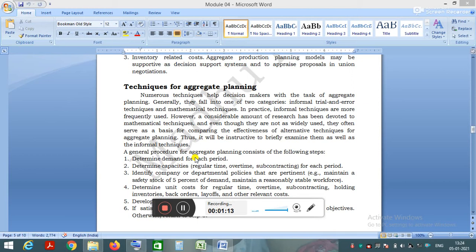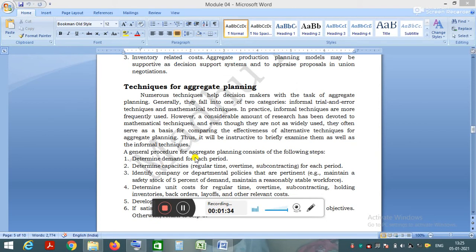Whatever may be the type of organization, we discussed the requirement, the purpose, the scope of aggregate planning, what is meant by aggregate planning, and what are the strategies that were followed in aggregate planning. These are the topics which we discussed in the last class.